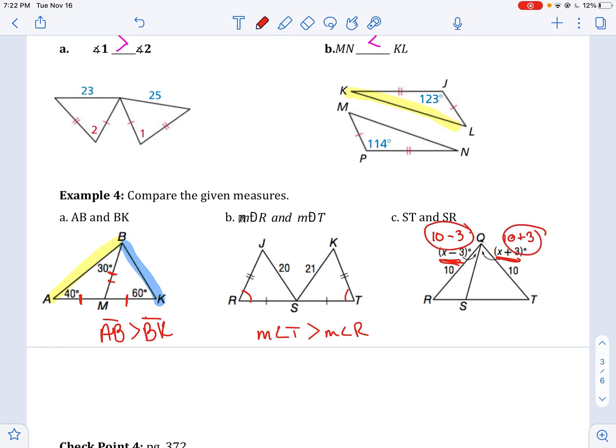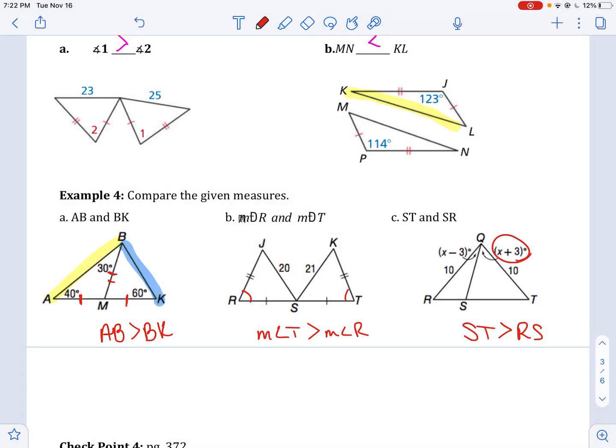7 is smaller than 13, but does that always work? I don't know. I'll substitute in another number, maybe 5. And look at that. 8 is bigger than 2, so it worked again. And maybe I'll try it one more time. So if I substitute in a 3, 0 is definitely smaller than 6, so this must be the larger angle, which means that ST must be the larger side. ST would be the larger side. So ST, or the measure of ST, is larger than the measure of RS.